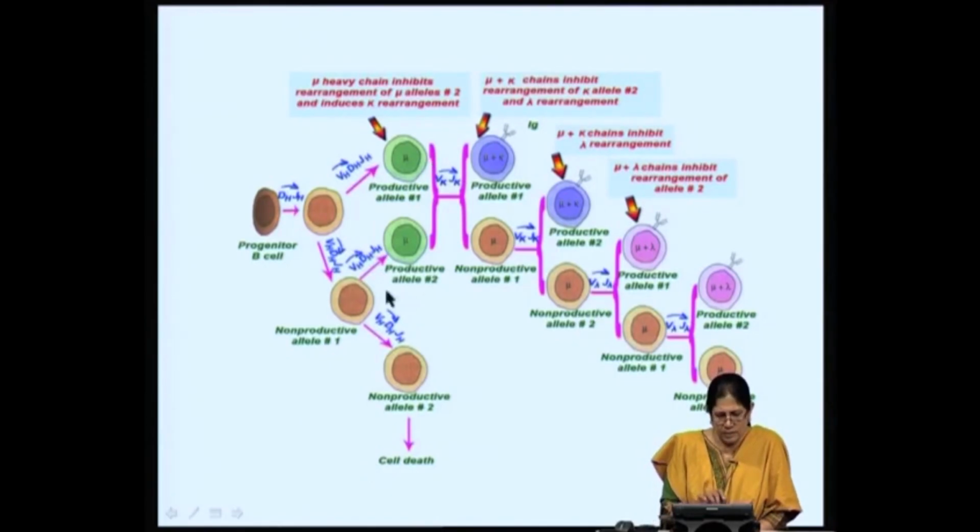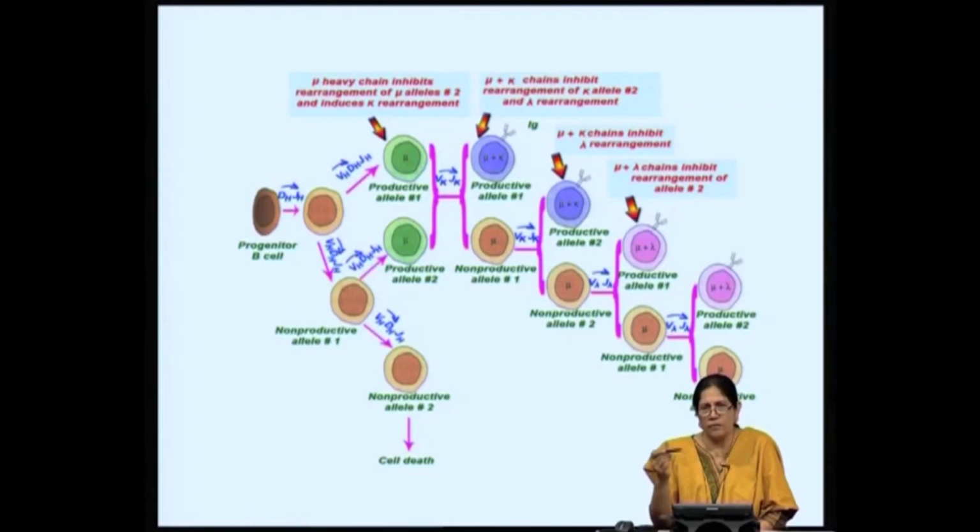If, on the other hand, in the first instance there is a productive allele, then these cells go on to the light chain assembly, and there also the sequences of the two chains are assembled. Now, every chain, every gene would have two alleles. Of the two chains, the kappa light chain gene assembly takes place first.